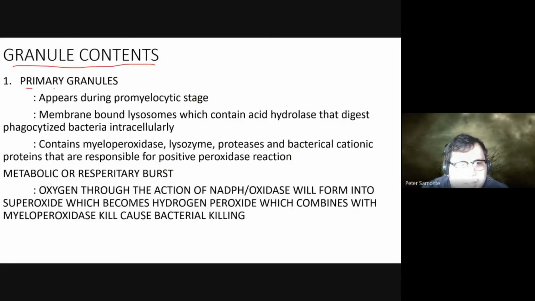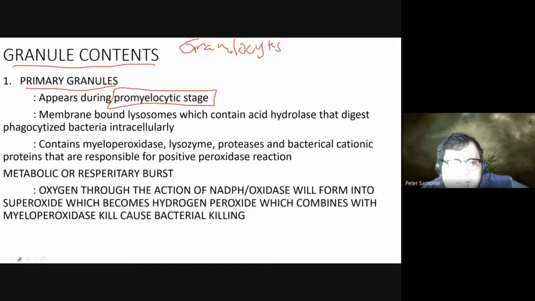We have your primary granules. As most of you know, your neutrophils, specifically the granulocytes, have granules. Now, they have different types of granules. The first one would be your primary granules. In primary granules, they would appear in their pro-myelocytic stage. They are membrane-bound lysosomes which contain acid hydrolase that digests phagocytized bacteria.